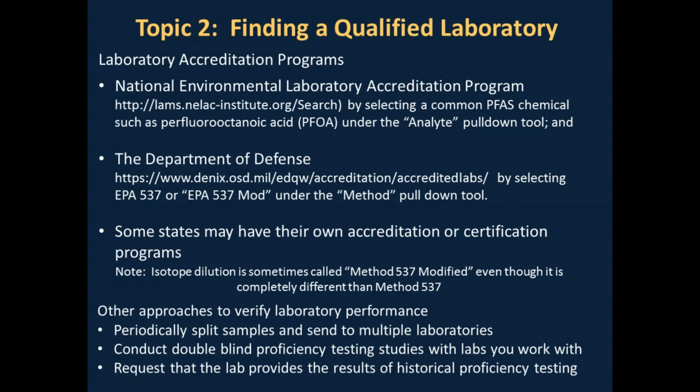There's some other things you can also do to make sure you're working with a qualified laboratory. First of all, you can work with multiple labs and do split samples to make sure you get similar results from lab to lab. In my state, in addition to making sure we use accredited labs, we've done double-blind proficiency testing where we've had samples prepared of a known concentration and sent them to labs to see how accurate and precise they were. And then you can also ask for historic proficiency testing data from laboratories.